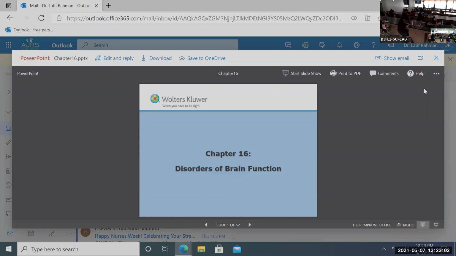Inflammation of the pleura is called what? Pleurisy. Accumulation of fluid within the pleura, the pleural space, is called what? Pleural effusion. Maybe serous fluid, maybe pus, maybe lymphatic fluid. That all falls under pleural effusion.